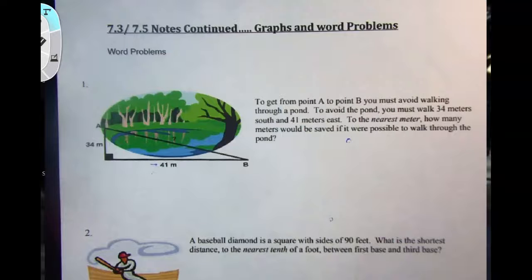All right, so welcome back. This is part 2 of our notes. This is the back side. So when we have word problems, for the notes, I put pictures on there for you.